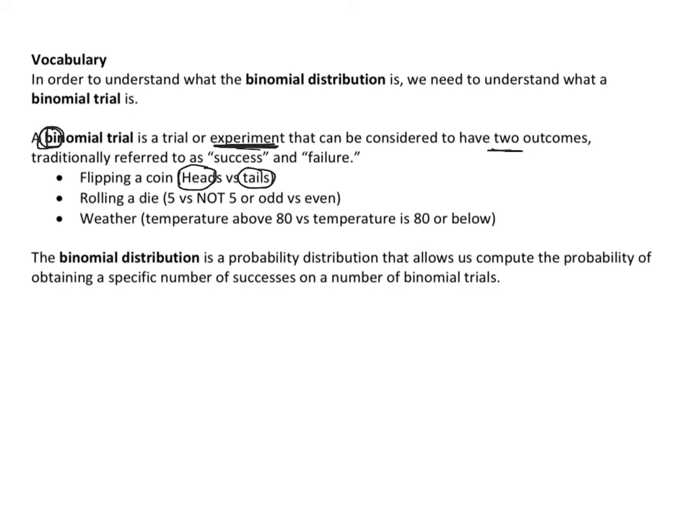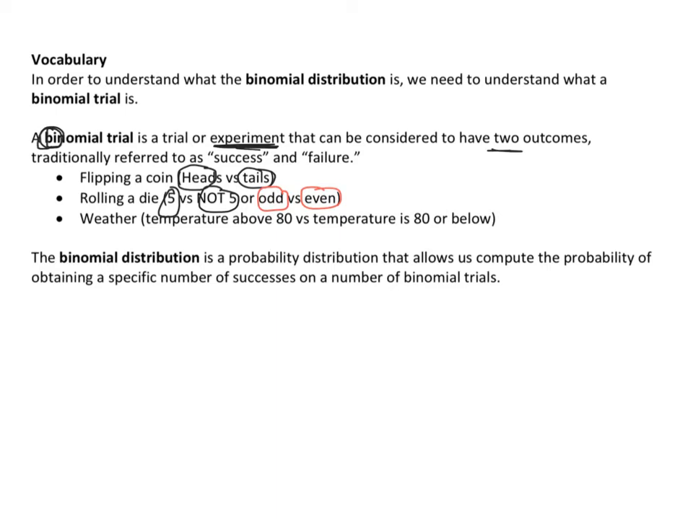Another example of a binomial trial could be rolling a die. Now, you may be thinking, but a die has 6 sides. That's true, but if you rolled a die and you were looking at 5 versus not 5, now that's binomial. Either you succeed, you got a 5, or you failed and you didn't get a 5. Another example of rolling a die could be getting odd versus even. Again, sometimes the probabilities are the same and it's 50-50, and other times it's not. So again, the key thing behind a binomial trial is that it's a trial or an experiment that has two outcomes.